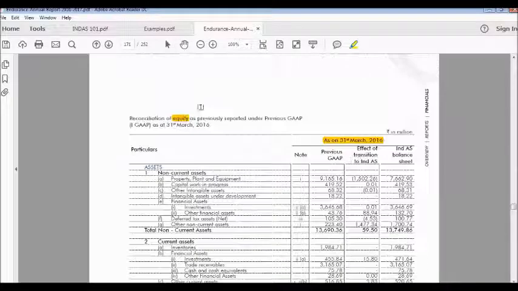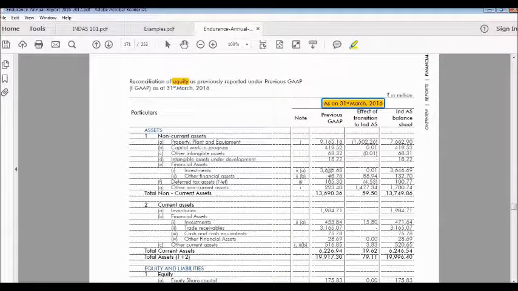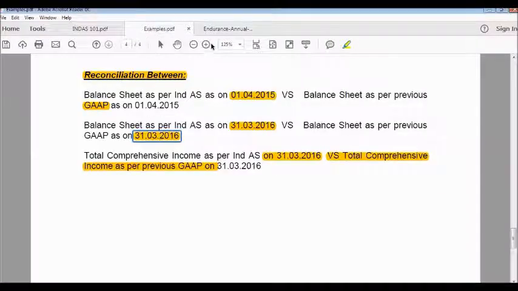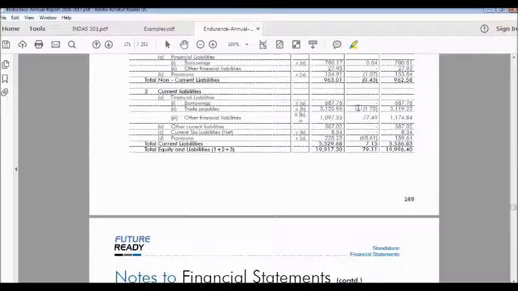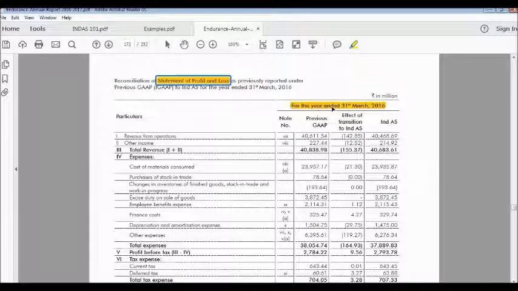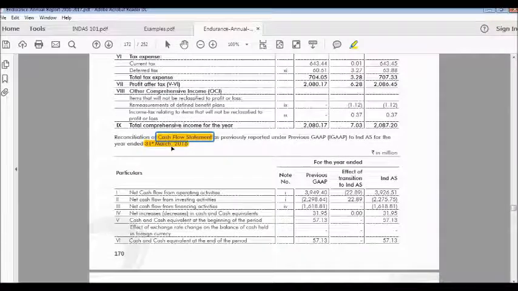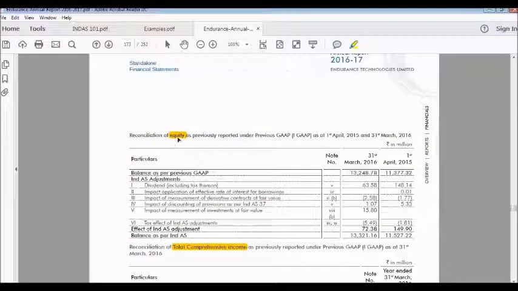The next one is reconciliation of equity, the balance sheet as on 31st March 2016: the previous year figure as per previous GAAP, the effect of transition to Ind AS, and then the Ind AS balance. As in our example, we have the 31st March 2016 statement of P&L with the previous GAAP figure, effect of transition, then the Ind AS figure, and then the cash flow statement for 31st March 2016, then reconciliation of equity between 31st March 2016 and as on 1st April 2015.